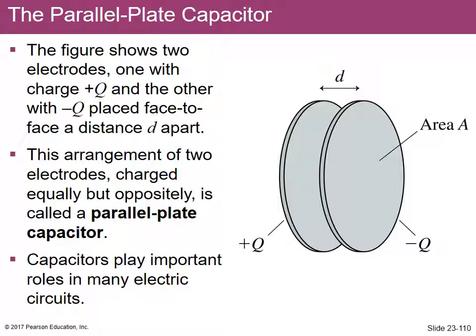The figure shows two electrodes, one with a charge plus Q and one with another charge minus Q, placed face to face a distance d apart. This arrangement of two electrodes charged equally but oppositely is called a parallel plate capacitor. Capacitors play important roles in many electric circuits.